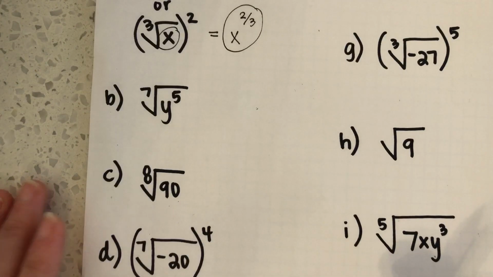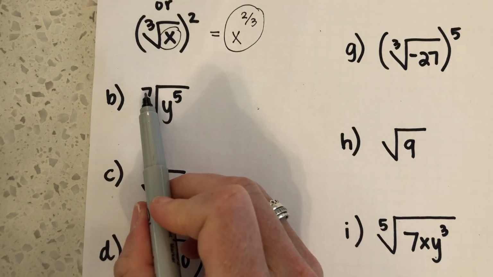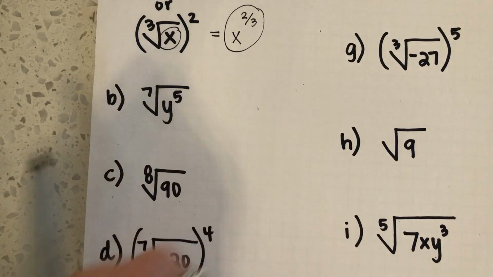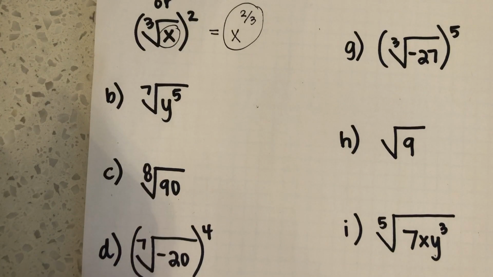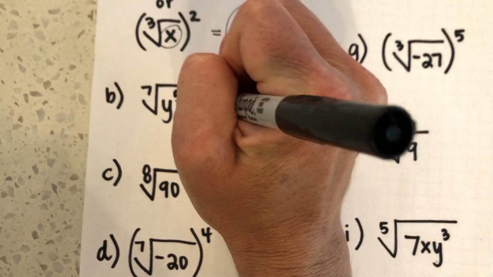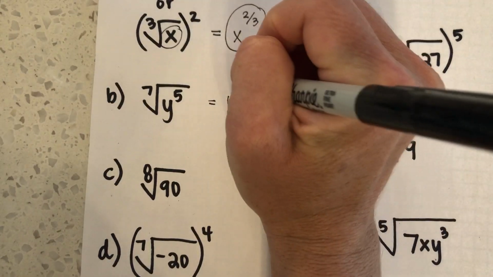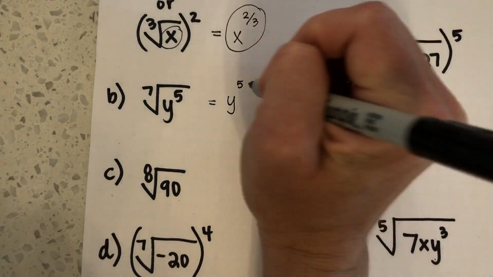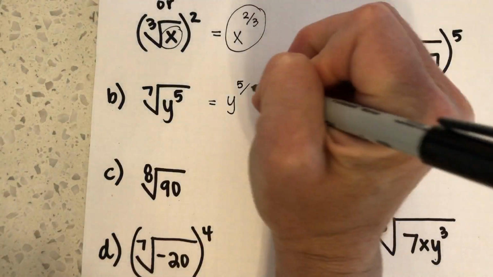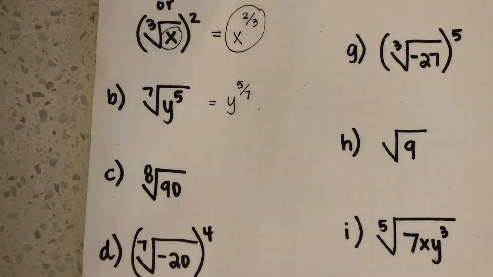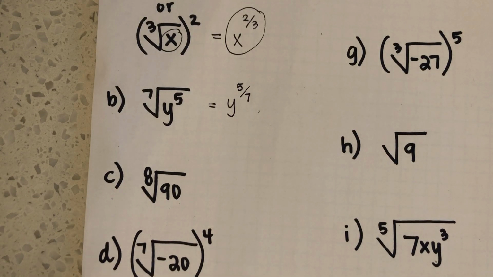All right, look here. What if they had the 7th root of y to the 5th? You have to rewrite it back as a rational fractional exponent. Well, who's under the radical? Y to the 5th, take him out, right? He has a power of 5 over a root of 7. So it's y to the 5/7, okay?